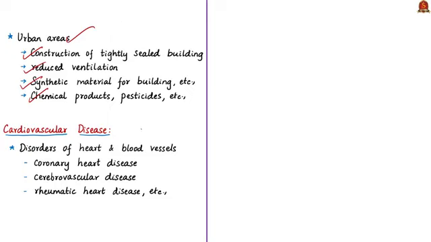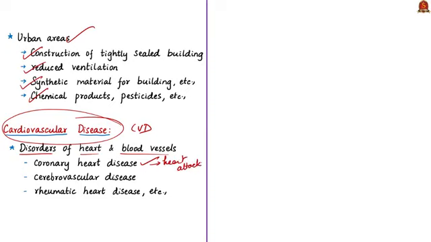So, now let us know what this cardiovascular disease is. Cardiovascular diseases or CVDs are disorders of the heart and blood vessels. They include coronary heart disease, that is heart attack, and they include cerebrovascular disease. Cerebrovascular disease refers to a group of conditions, diseases and disorders that affect the blood vessels and blood supply to the brain. For example, stroke is a cerebrovascular disease.